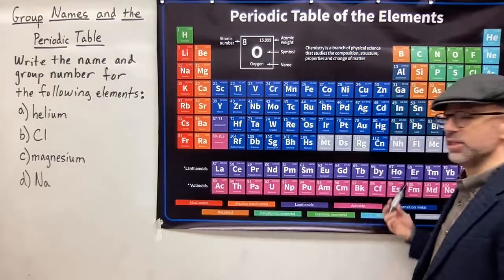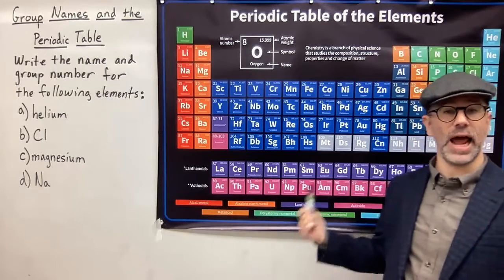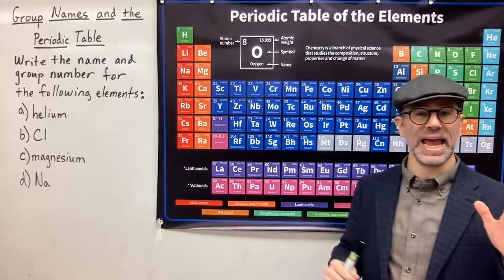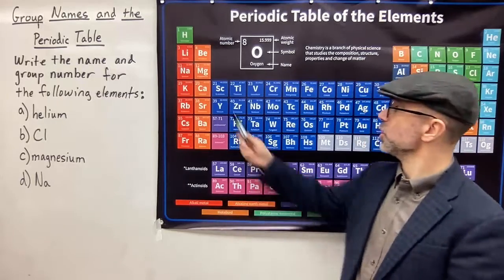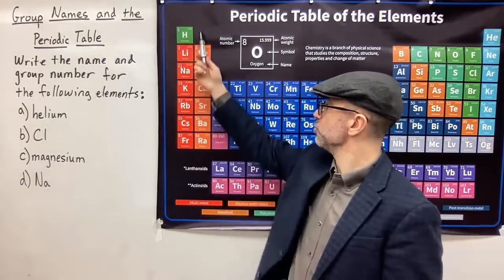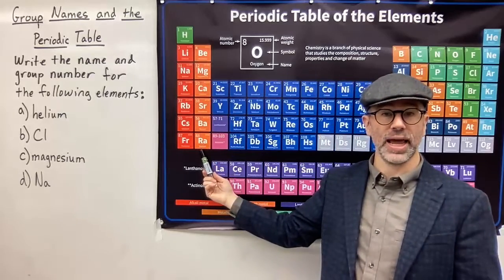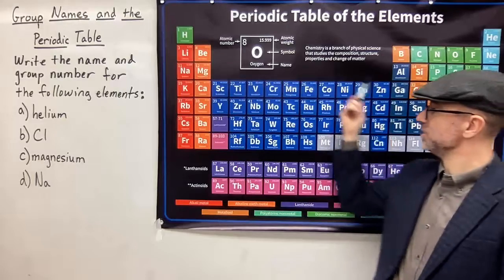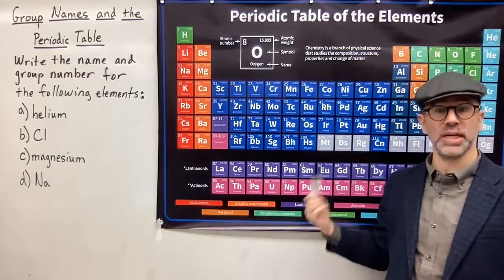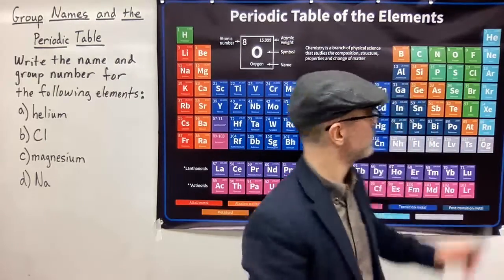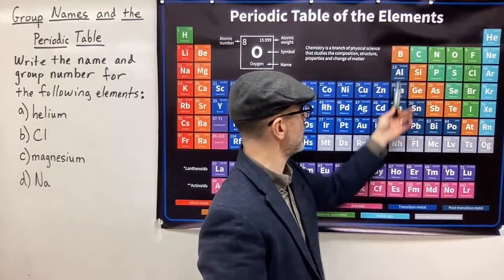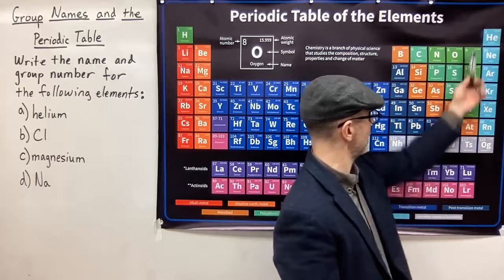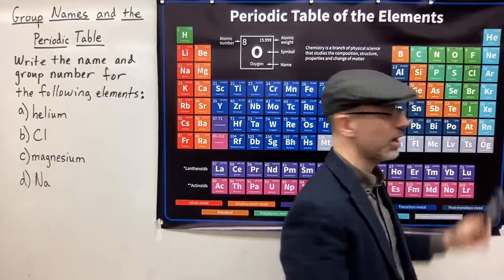These down here, these are the inner transition elements. They don't have a group number. The other way of naming them is A and B groups. So these two groups would be groups 1A and 2A. These here, all of the transition elements in the middle here are the B group. So we're going to skip over those. And then this would be 3A, 4A, 5A, 6A, 7A, and 8A, right?